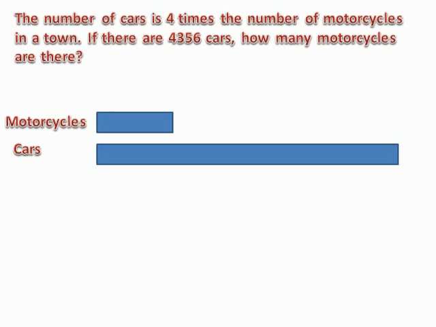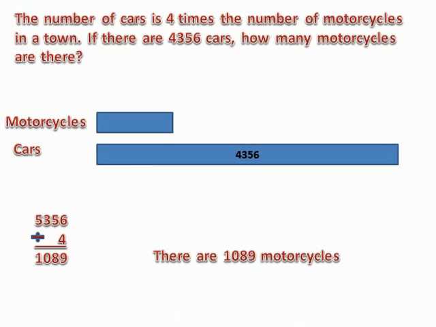So what is given? If there are 4,356 cars, so the long one is 4,356, how many motorcycles are there? So you just have to divide that, meaning how many smaller blocks will fit into the bigger block. And the final answer would be there are 1,089.